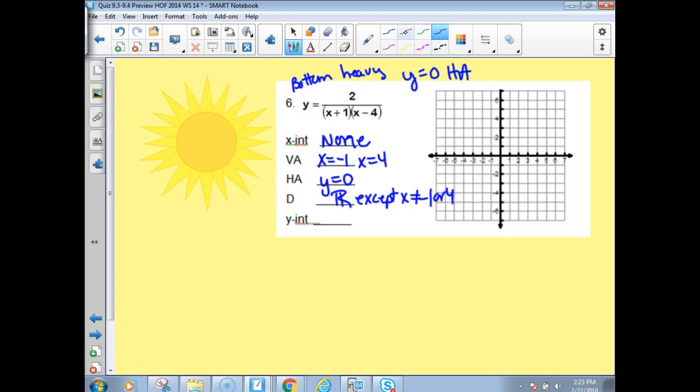Okay, I'm going to get these asymptotes in there. Oh, I will get the y-intercept quick in a minute. My pen is spasming.